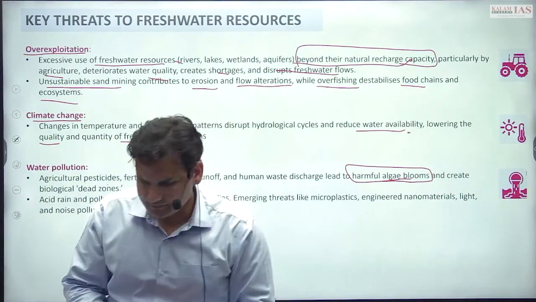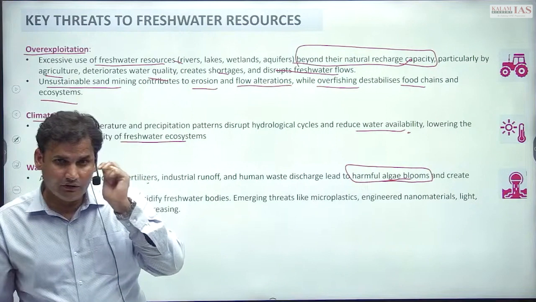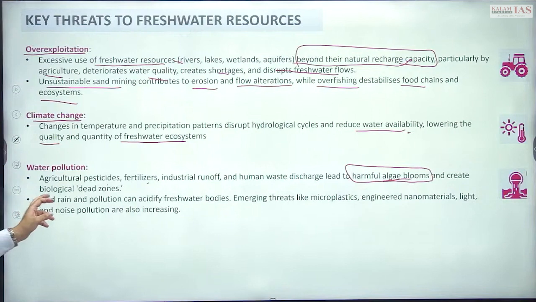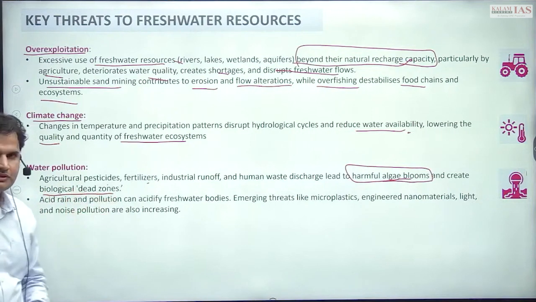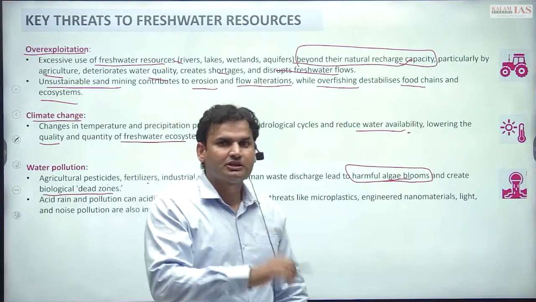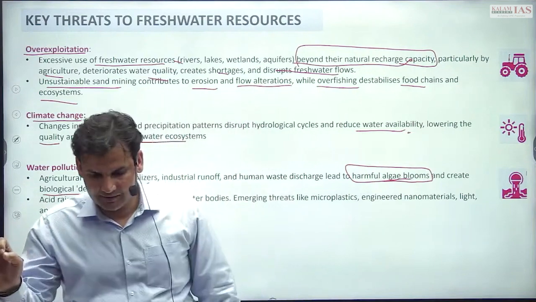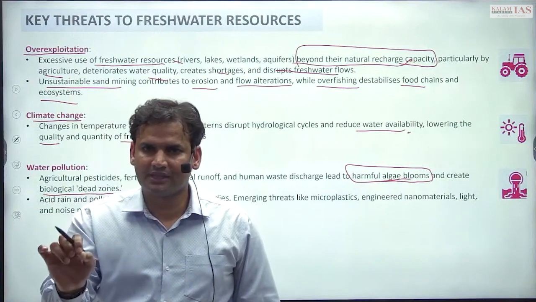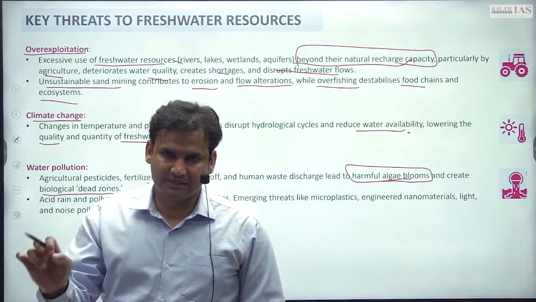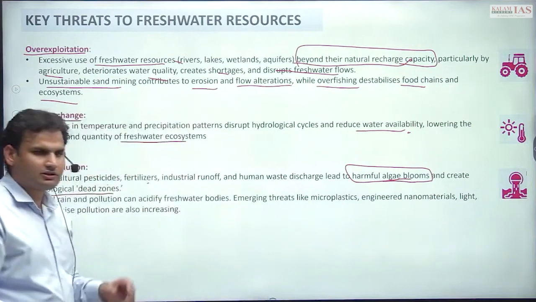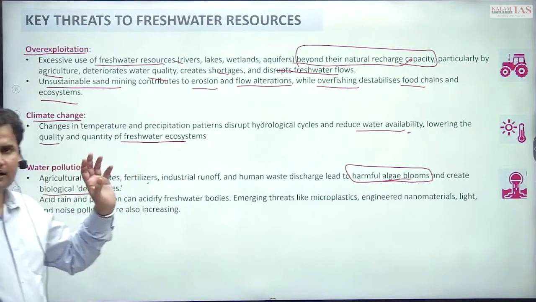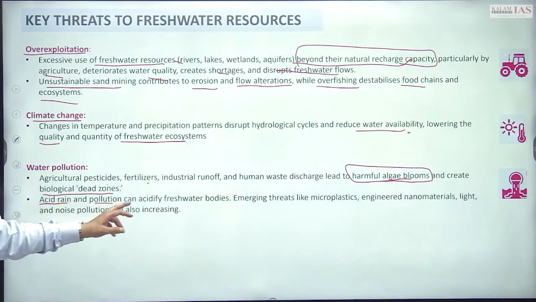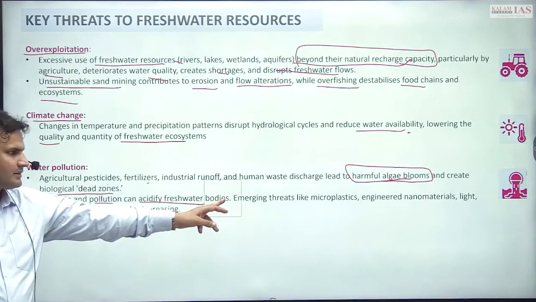And what happens? The life forms are threatened because there is depletion of oxygen, and it can create what? Biological dead zones. Again, biological dead zones was also your previous year question. In fact, it is often said that the Pacific Ocean is turning out to be a biological desert, right? That is because of the gyres, that is because of the plastic pollution, etc. Right? And acid rain and pollution can acidify the freshwater bodies.